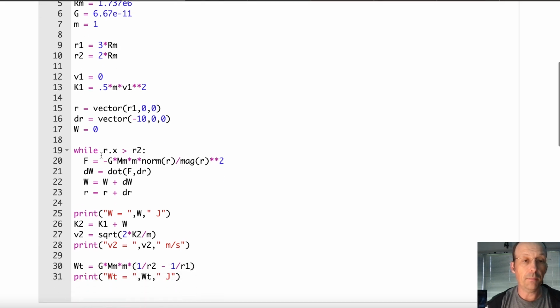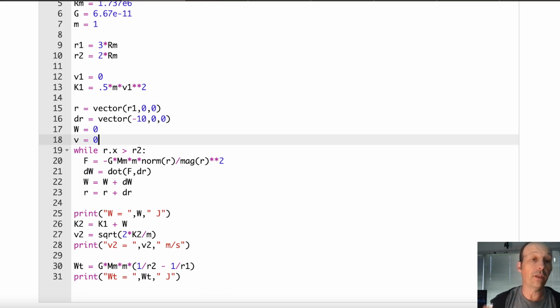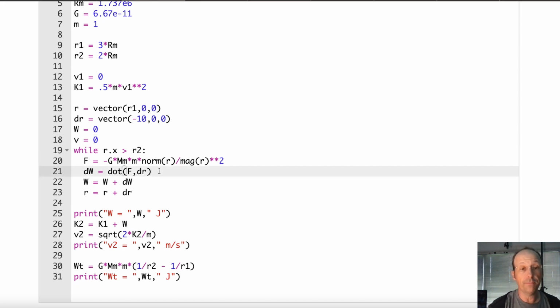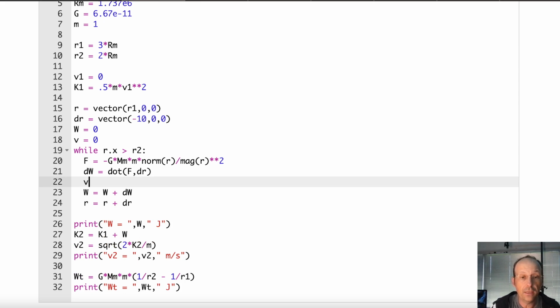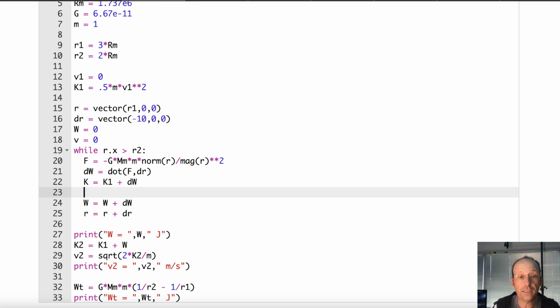V1. Let's just say V equals 0. That's the starting speed. Okay. Now what I'm going to do is once I calculate this work done, I need to calculate the new speed. So I can say K equals K1 plus dW, right? That's the change in energy. And then I can use that to calculate the velocity. V equals square root of 2 times K divided by M.